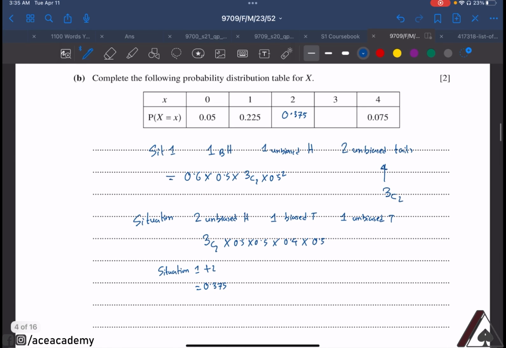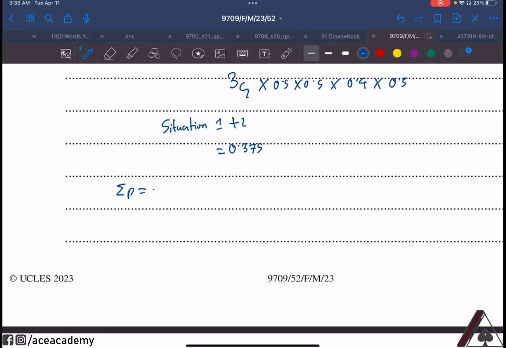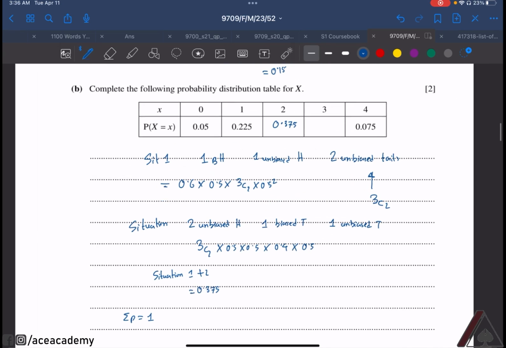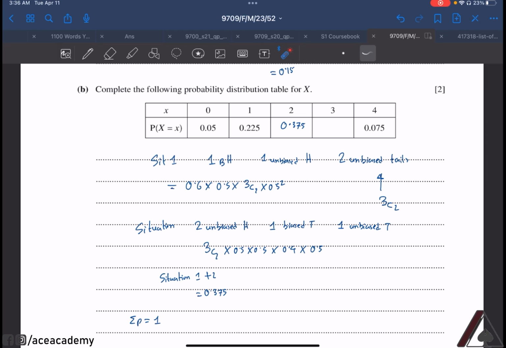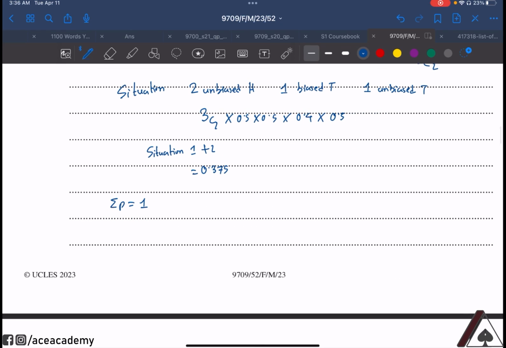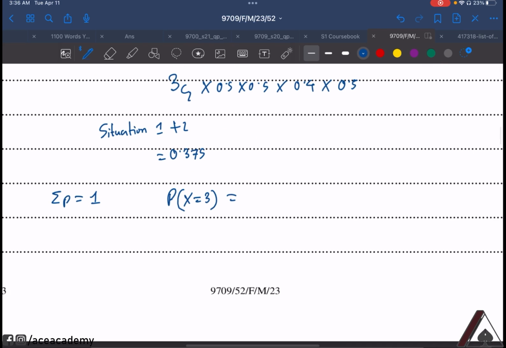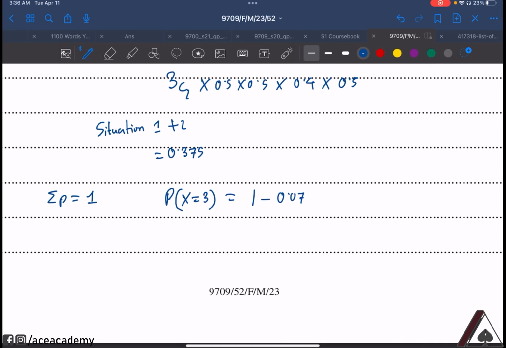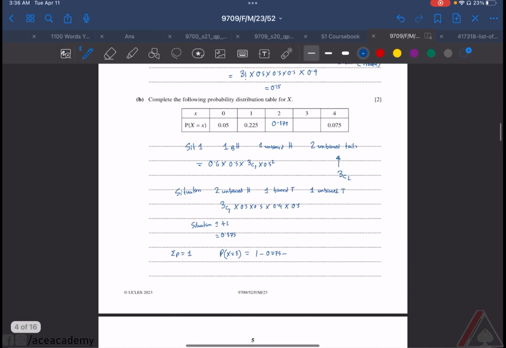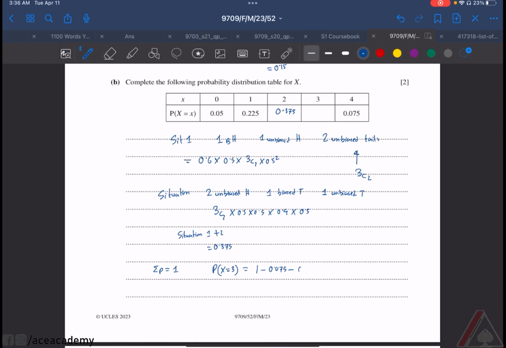Now, for random variables, the summation of probability equals 1. So, to find probability of x equals 3, we have to subtract all of these from 1. So probability of x equals 3 equals 1 minus 0.075 minus 0.375 minus 0.225 minus 0.05. So the answer will be 0.275.